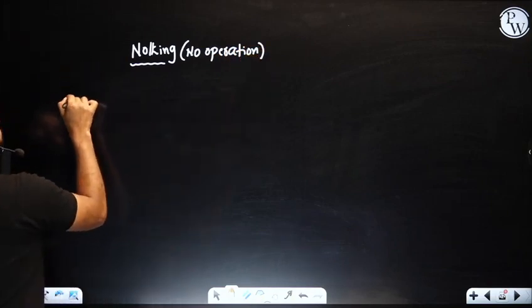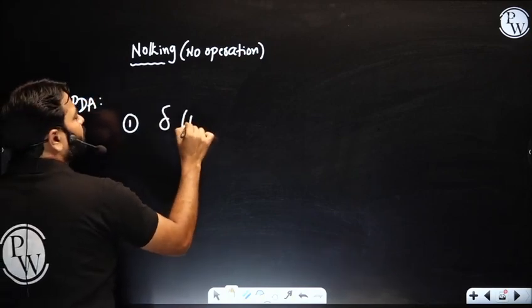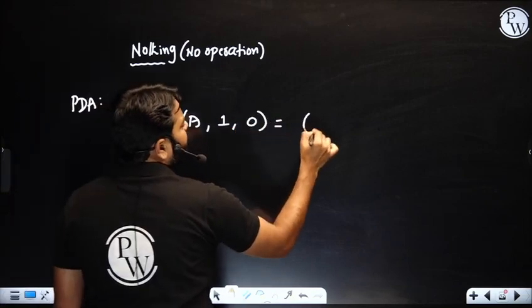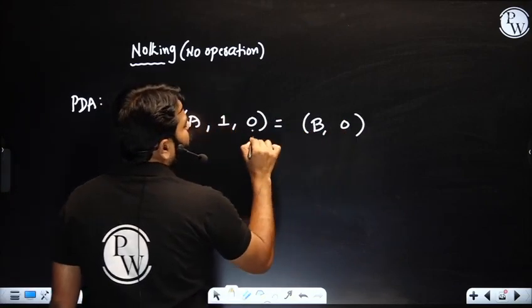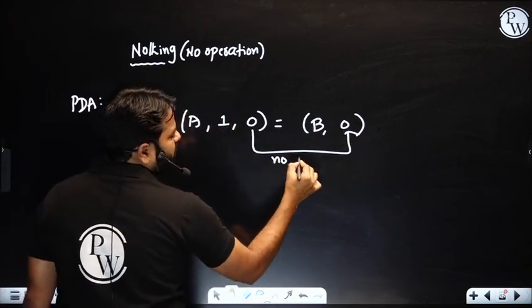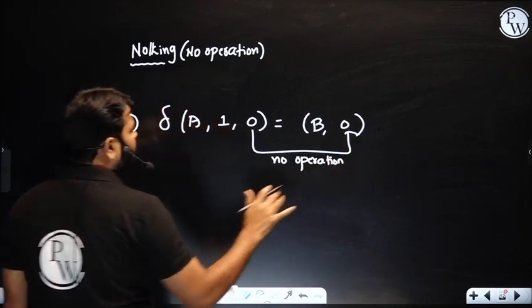For PDA, you can use many ways. One, suppose you have already, let's say, zero only. Then what do you say? Keep zero. Means no change happened here. You can see that. Nothing happened. It's called no push, no pop. It's simply no operation. Neither push nor pop.